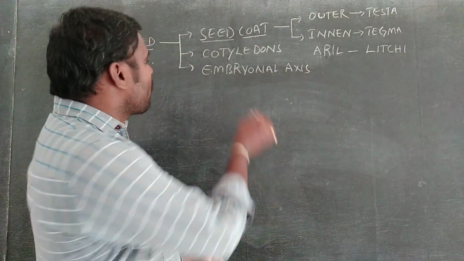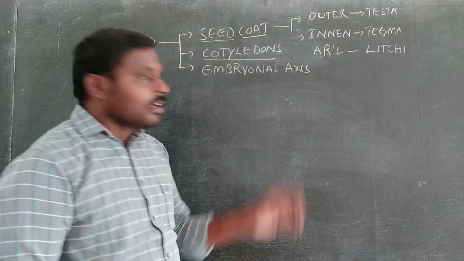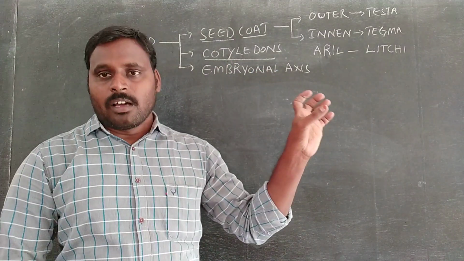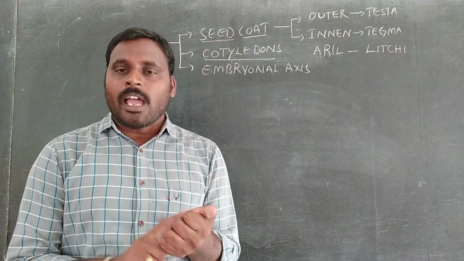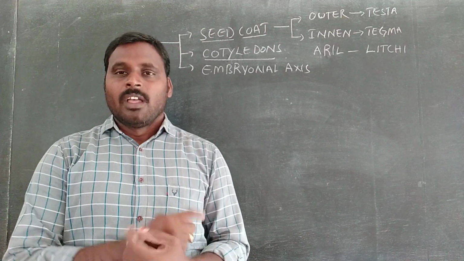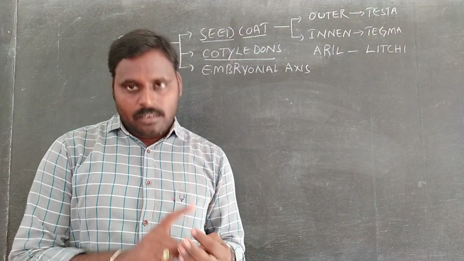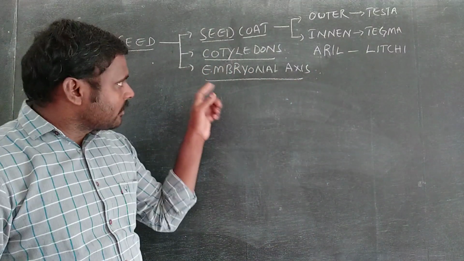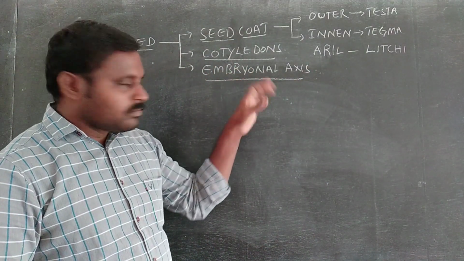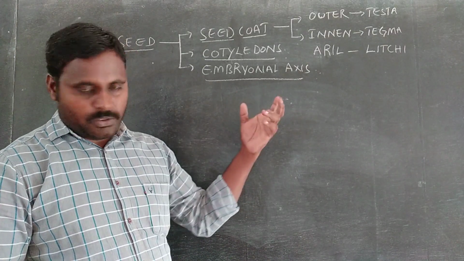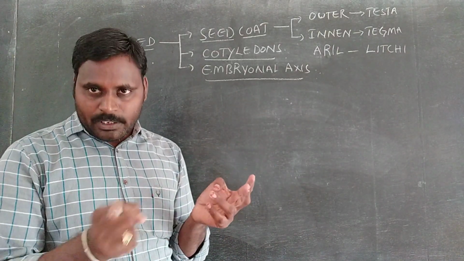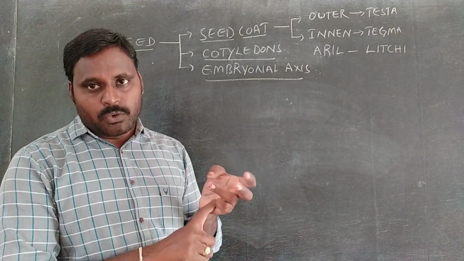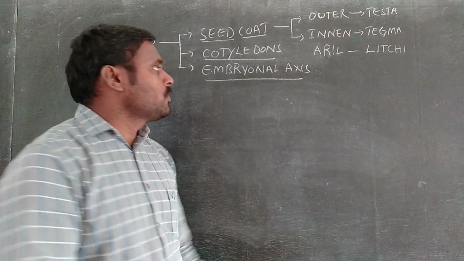Now the cotyledons. The cotyledons are the first leaves of the plant, and these cotyledons are fleshy and have abundant reserve materials, and they are edible. And the embryonal axis mainly consists of two parts, radicle and plumule. Radicle develops into the root system and plumule develops into the shoot system.